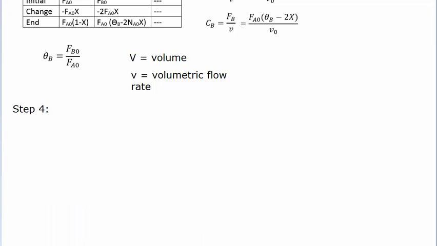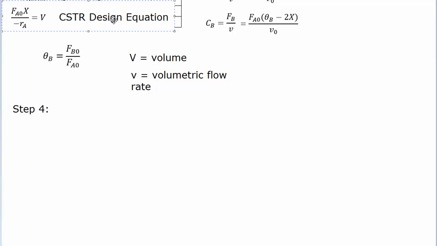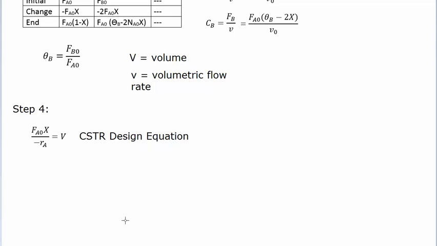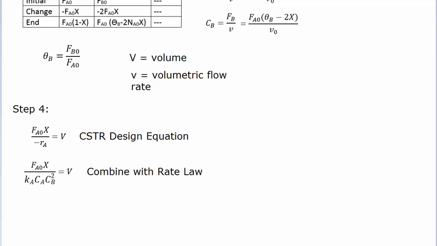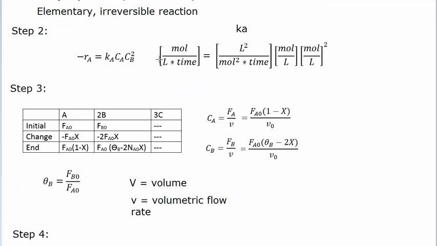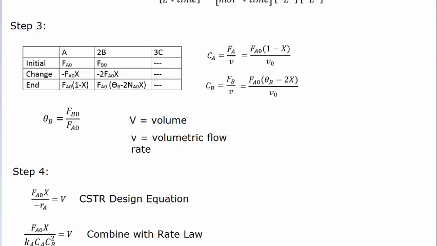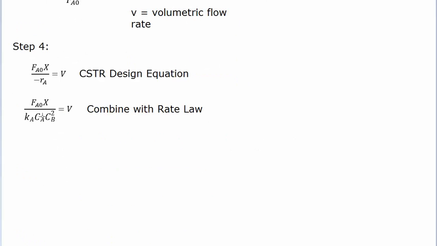Step 4. Now we actually combine everything with the design equation. So the design equation for a CSTR looks like this. The next thing we need to do is sub in the proposed rate law into the design equation. So again, that rate law comes from over here. We assume that is simply going to be elementary and irreversible. The next thing we need to do is sub in the concentration expressions we have from the stoichiometric table, which is going to make this look like kind of a mess. Generally always does.